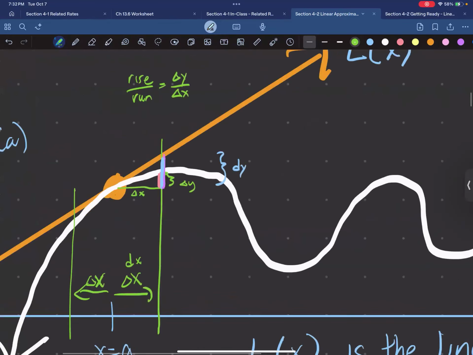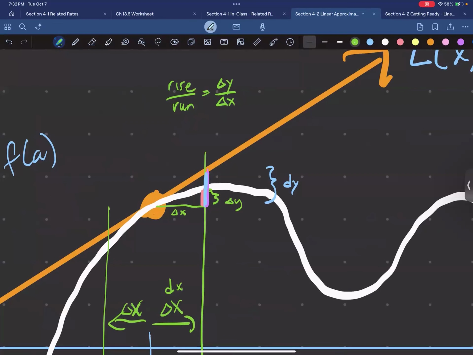In fact, the closer or smaller delta x gets, let's say it was right here, then the actual distance between them gets even smaller. It's just that little tiny piece. So this is kind of how we're going to use it.